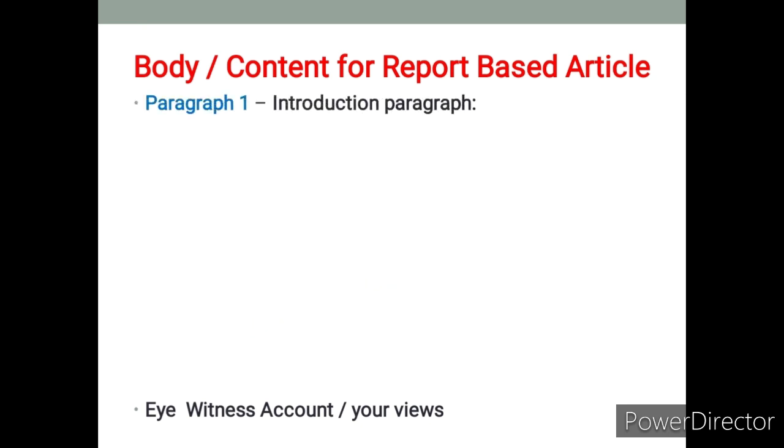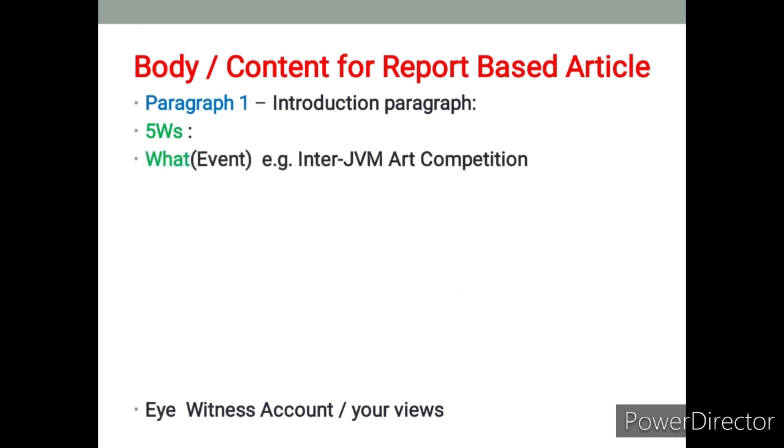Paragraph 1 is an introductory paragraph. It should contain 5 W's. Let's see what they are. What? What was the event? So, name of the event. For example, Enter JVM art competition. When? Time. When the event happened. You can mention here time and date. Here example, on 3rd May 2020.